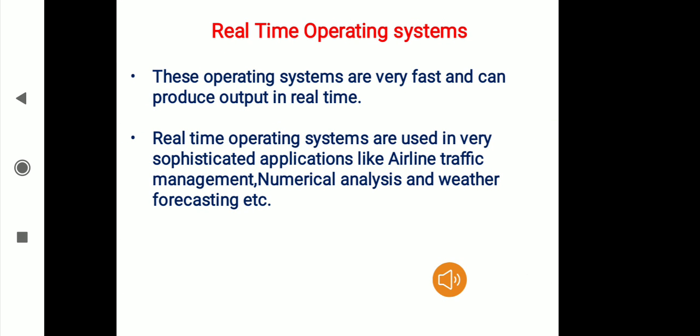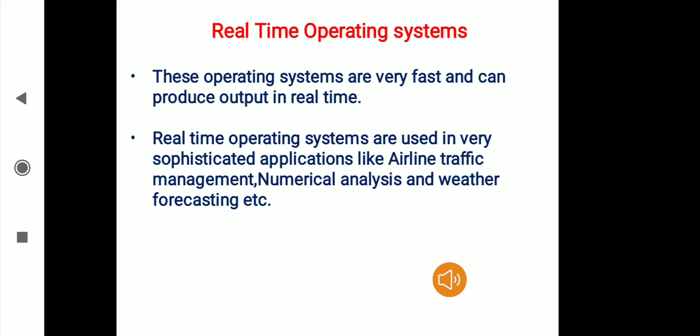The next type of operating system is the real-time operating system. These real-time operating systems are very fast and can produce output in real time. Such operating systems are used in very sophisticated applications like the airline's traffic management, the numerical analysis, and the weather forecasting.